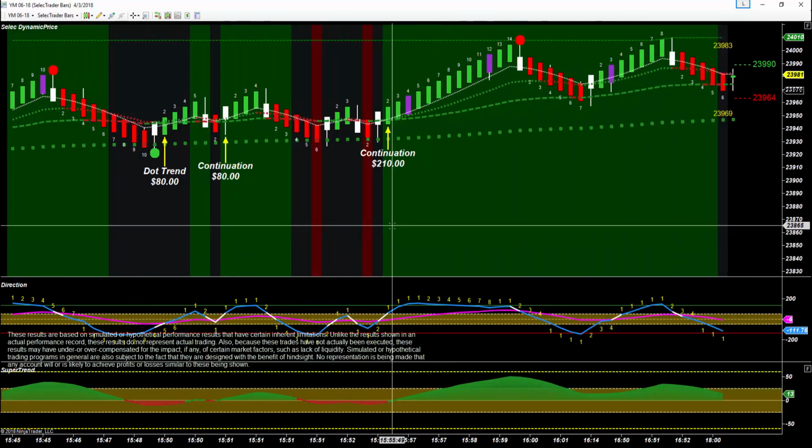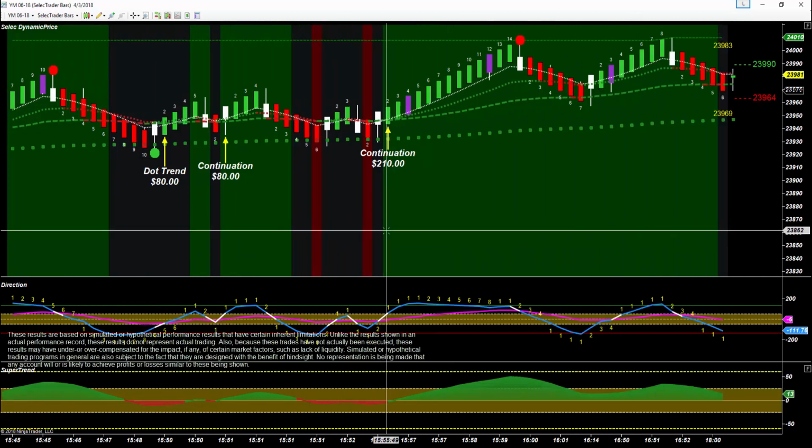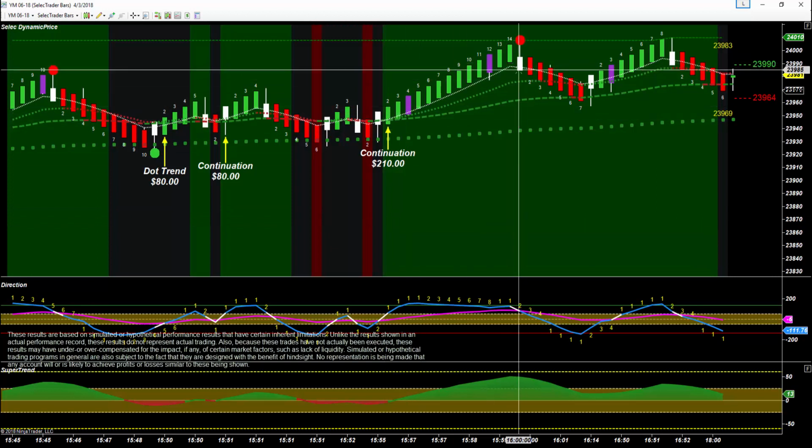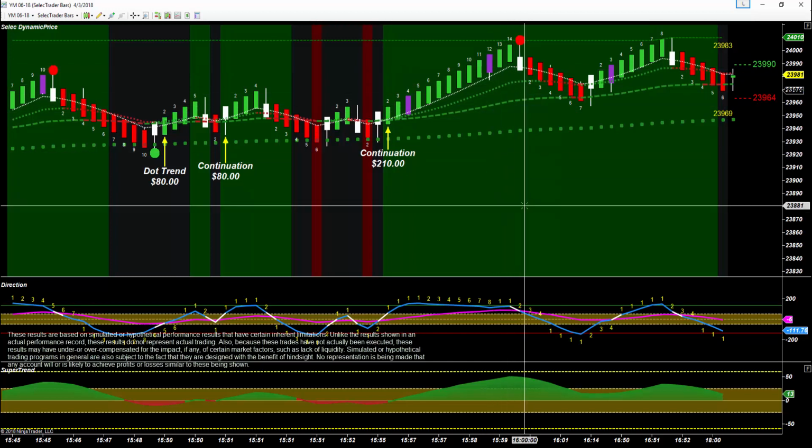a continuation at 15.51 for a quick profit target, and then we have a continuation long at 15.55, and we can take this run right to 4 p.m. where it'll get stopped out at the red DPI price. And that is all of our qualified trades for the day.